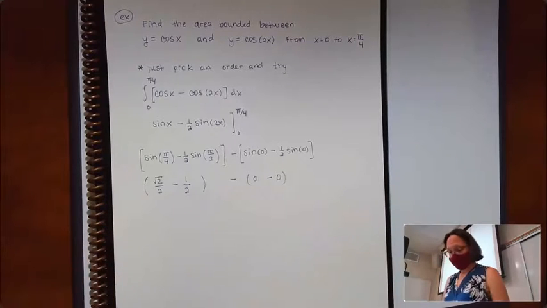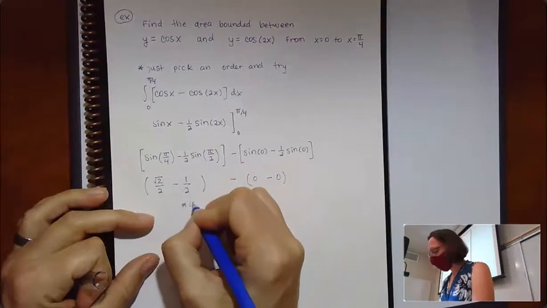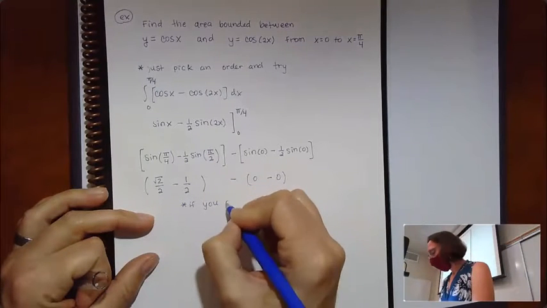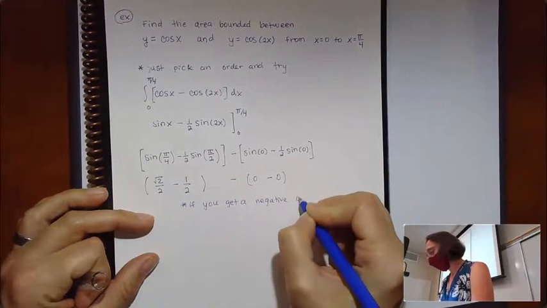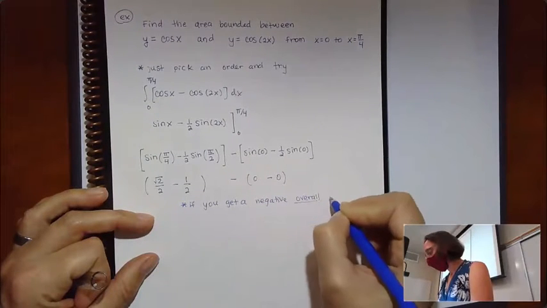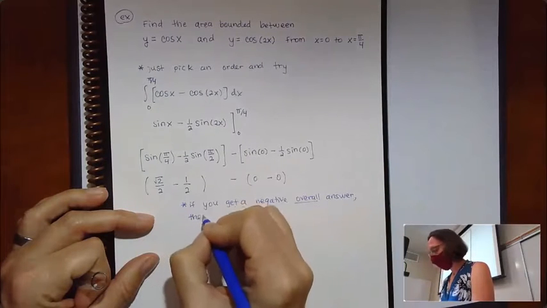But if you get a negative number when you're done, overall number, then you switch the order.